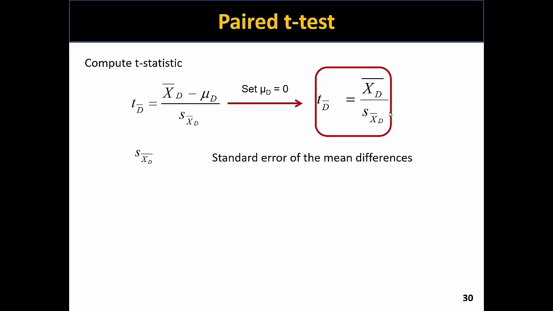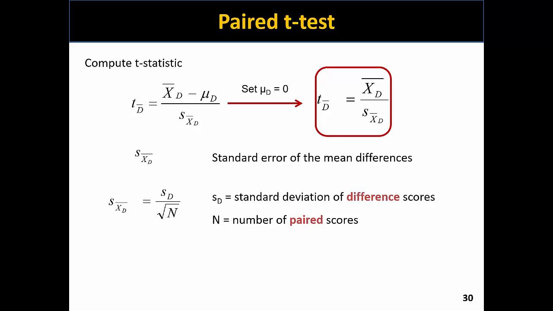Just to summarize one more time, S subscript x bar D refers to the standard error of the mean differences, which is computed in a similar manner as we saw earlier: the standard deviation of the differences divided by the square root of the sample size. The standard deviation of the difference scores will be evaluated, and the number of paired scores is going to be the same as the number of research participants.